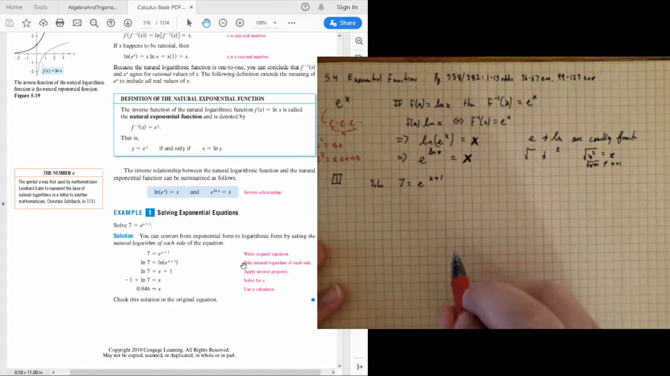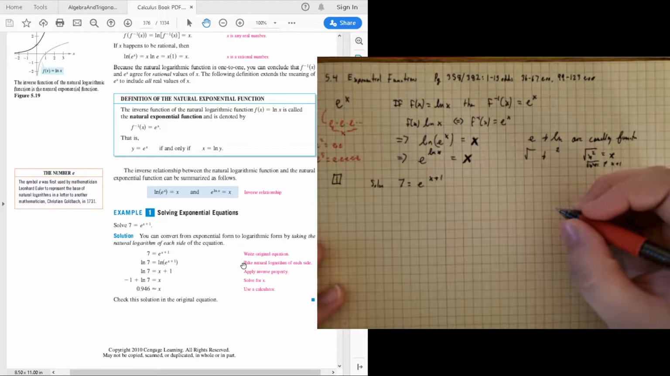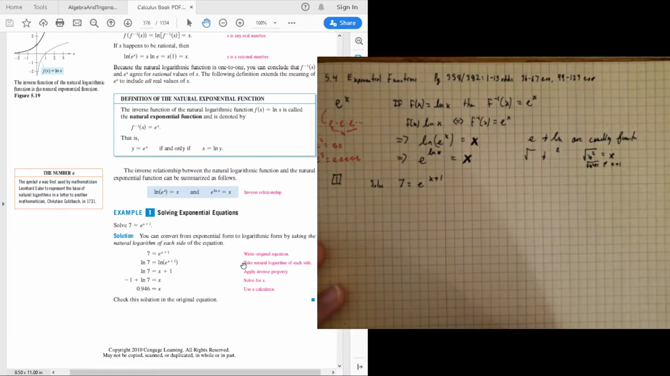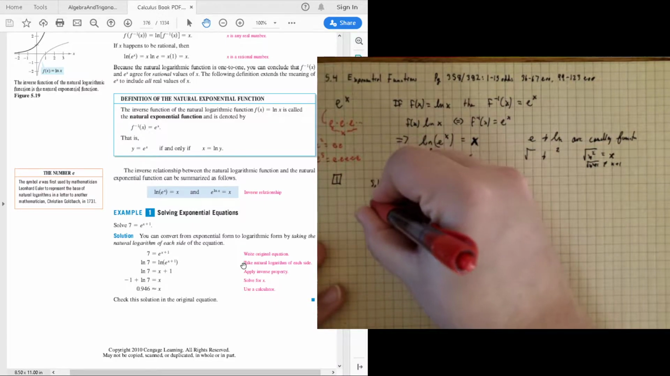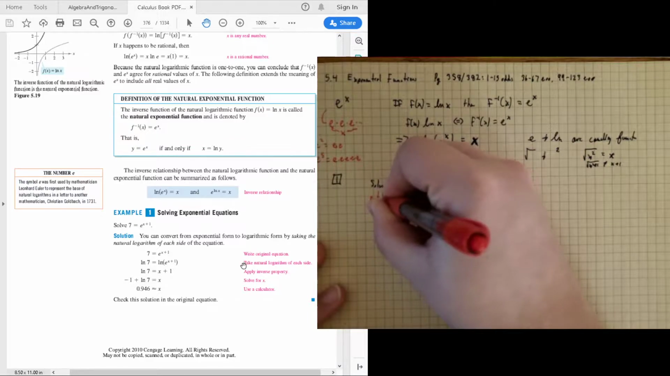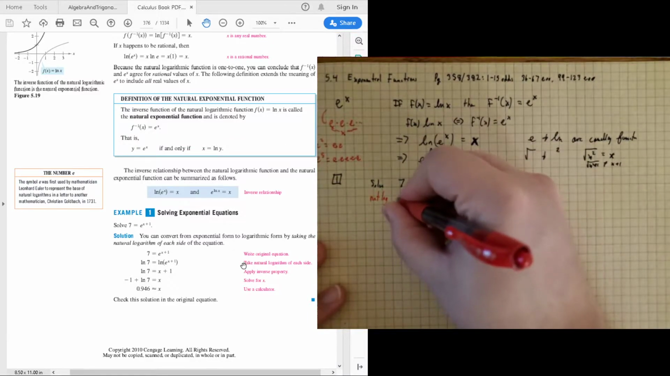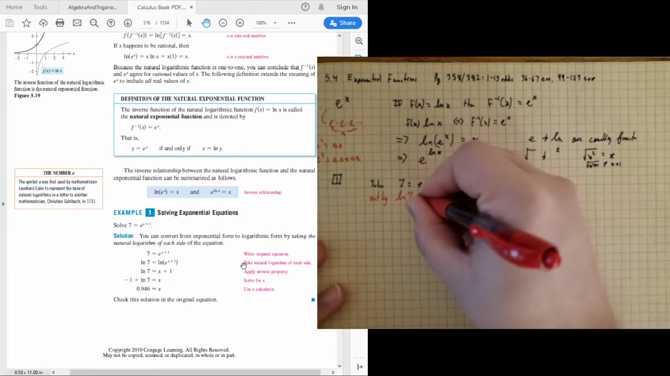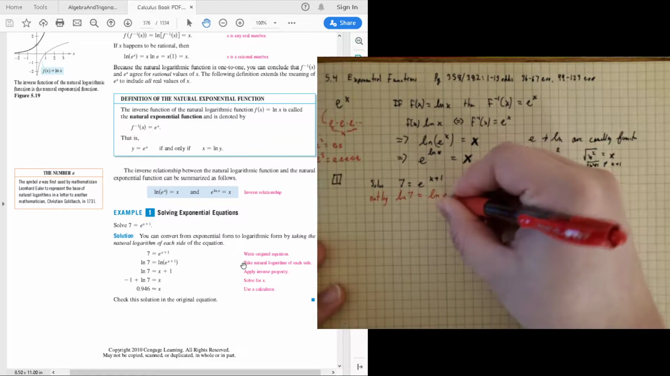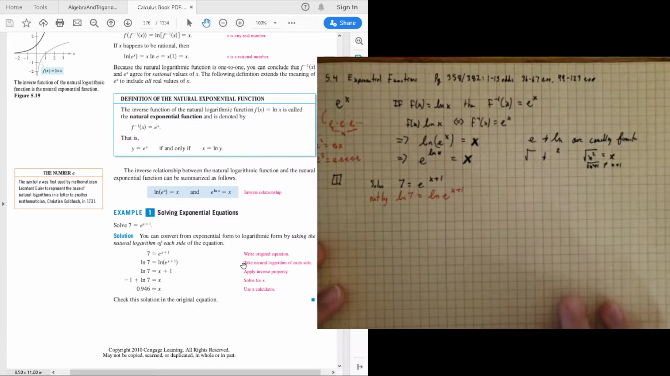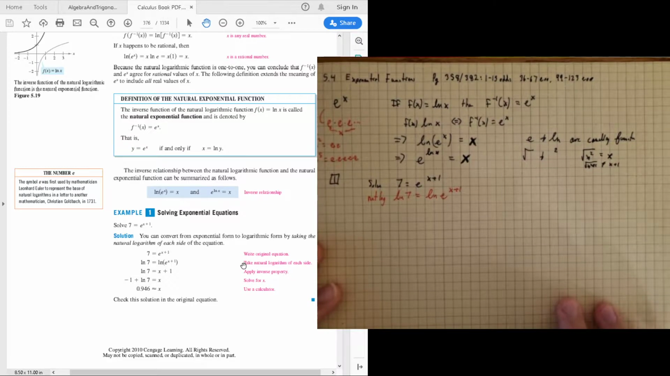It turns out you can natural log and exponential both sides of an equation, just like how you can add and subtract to both sides, just like how you can multiply and divide to both sides. So my first step is I'm going to natural log both sides. So I'm going to do ln of 7 and ln of e to the x plus 1. You can do this because the natural log function is a function. Just like anything else, you can do it to both sides.